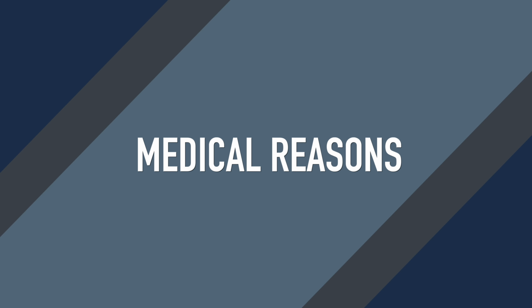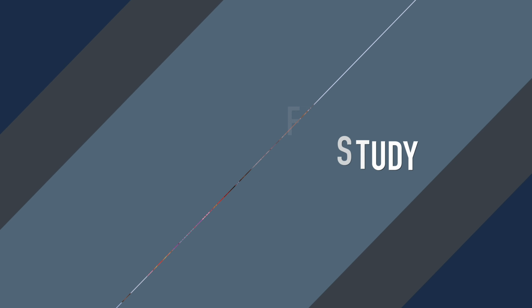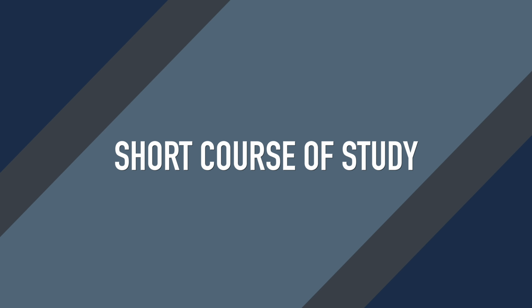All right, one is for medical reasons. You can come on a B visa for medical reasons. So, let's say there's an illness, there's an emergency. In addition to the humanitarian parole, the consulate can issue a B visa for you to come to the US for medical purposes. So another is a short course of study.